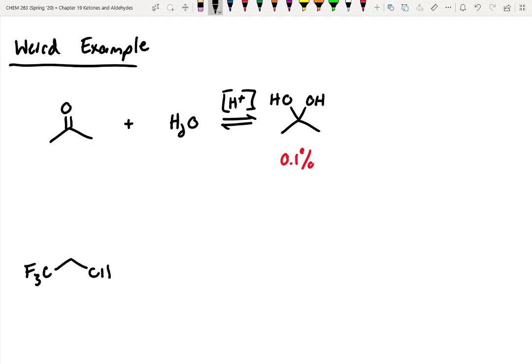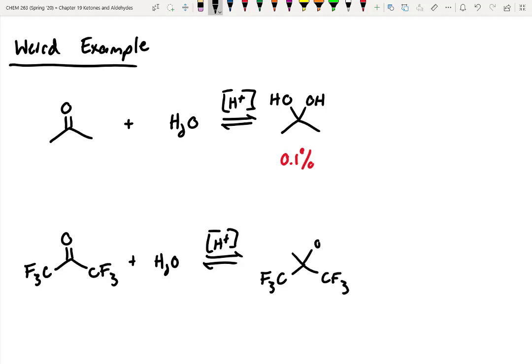Let's imagine that instead of CH3 groups, we've got CF3 groups on either side of that CO double bond. And we react this with water. And you treat this with an acid catalyst. You can get a hydrate formation where that water adds in. And if you measure the extent of the equilibrium, you'll find that it goes 99.9% to the product side.